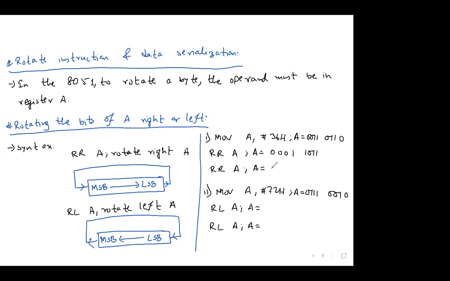ID 64. Yes, sir. Tell me the next one. Sir, 1000 1101. 1000 1101. Thank you. All right. After that, let's ask ID 73. Yes, sir. Tell me this one. Sir, 00. Think again. Will it be 00? You are supposed to rotate left, shift every bit to the left once.